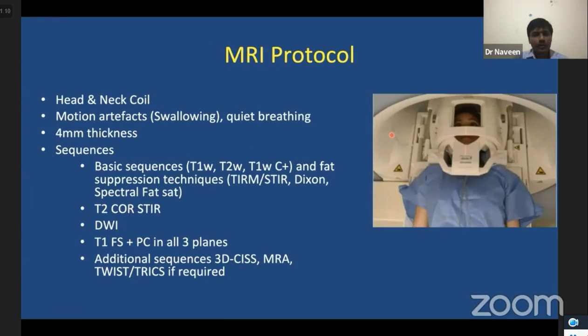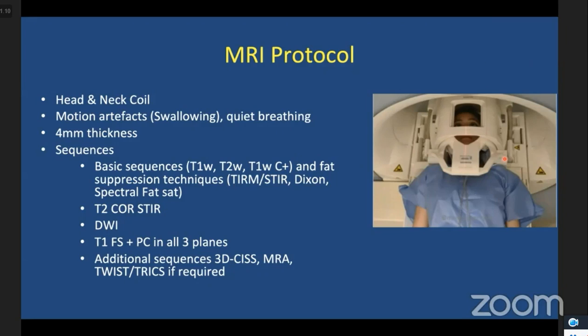Regarding the MRI protocol, the patient lies in the supine position with the head and neck coil placed, and adequate padding should be provided around the neck. The patient should be advised not to swallow during the scan to prevent motion artifacts, and asked to have quiet breathing. Usually 4 mm thickness is taken for MRI neck.